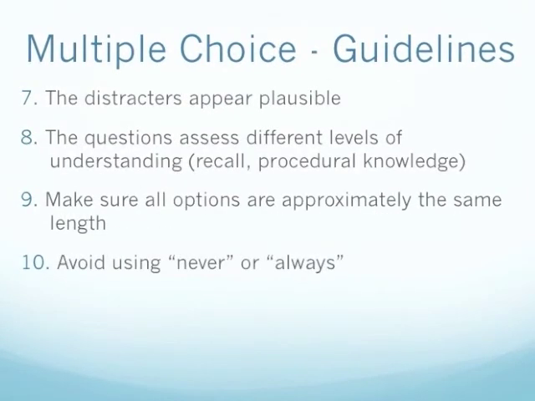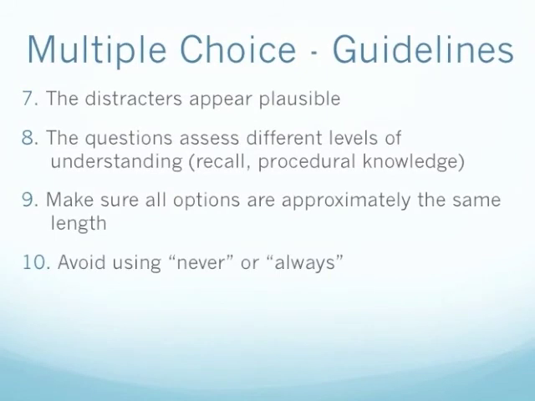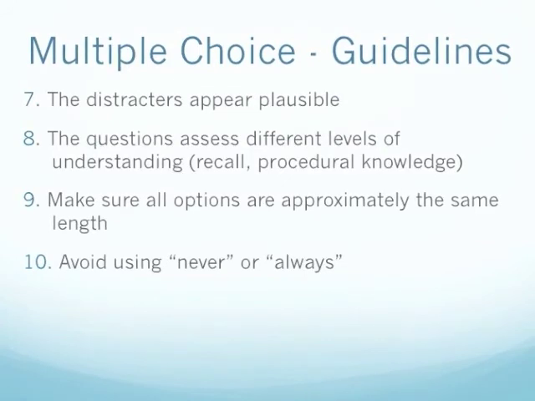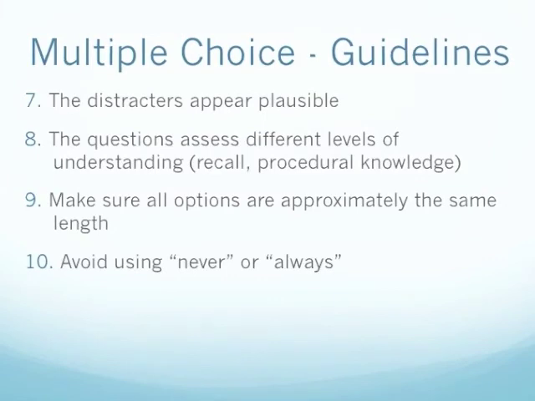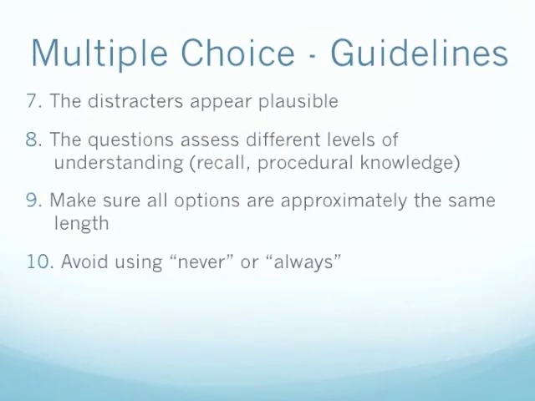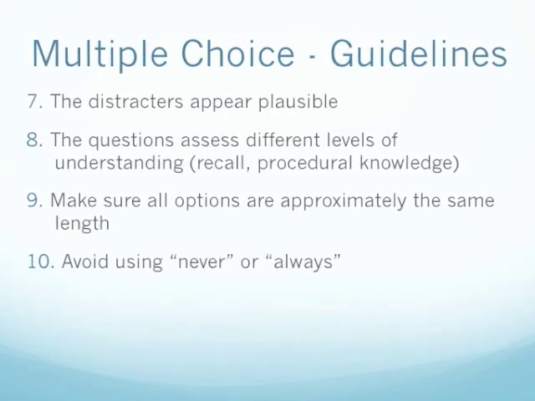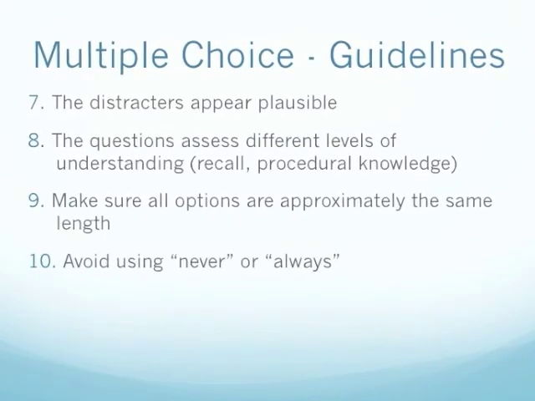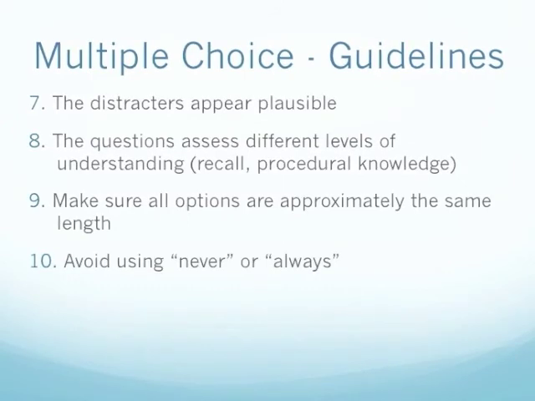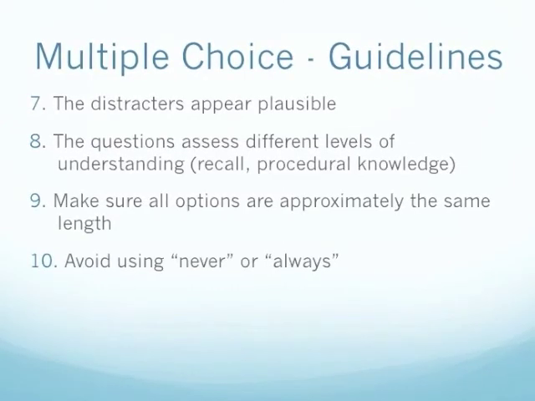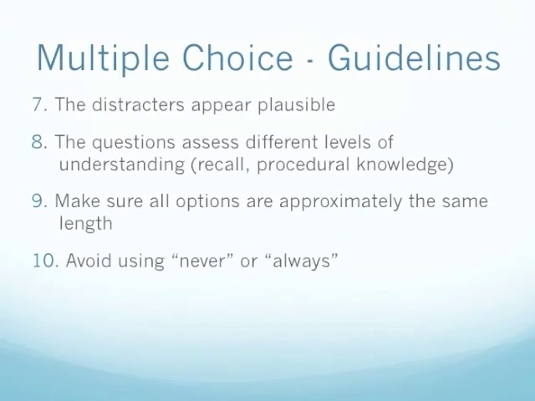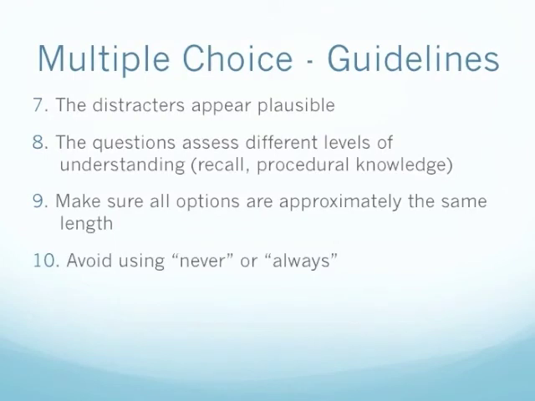We want all the distractors to be plausible, so don't have some that are so far out of the realm of possibility that it's clear they don't make any sense. When writing multiple choice questions, you can write them in such a way that they go beyond recall. You can have them looking at some sort of procedural things. They don't have to be just very basic questions. Make sure that, again, all of the distractors are about the same length. If something is really short or really long, it's generally a clue.